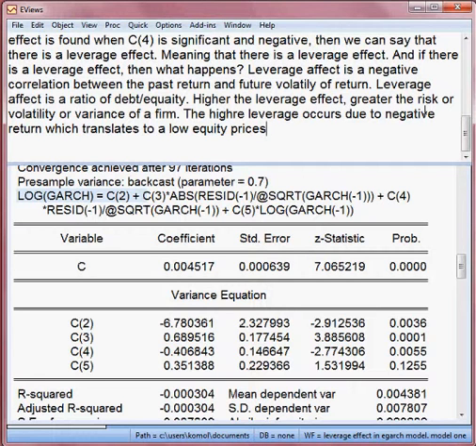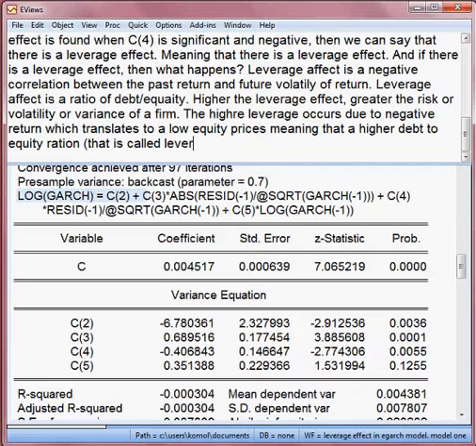meaning a higher debt to equity ratio, and that is called leverage. That is called the leverage effect of a firm.